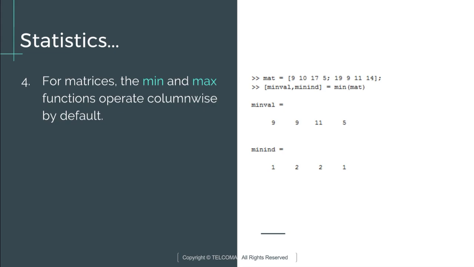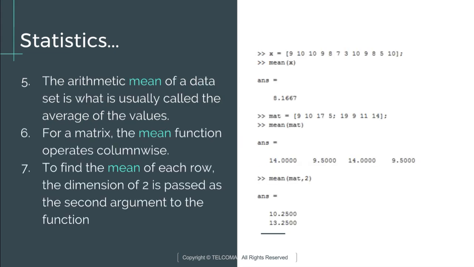For matrices, the min and max functions operate column-wise, and this is performed by default. Next is the mean function. The arithmetic mean of a dataset is usually called the average of the values. For a matrix, the mean function operates column-wise, and if you want to find the mean of each row, then you must pass the dimension of 2 as the second argument to the function, as I have written in the program on the right side of the screen.